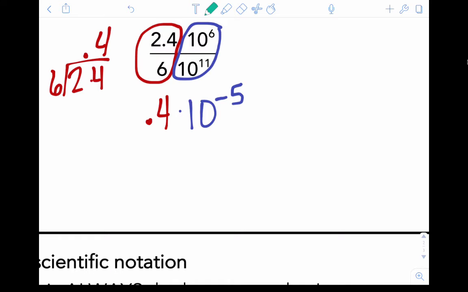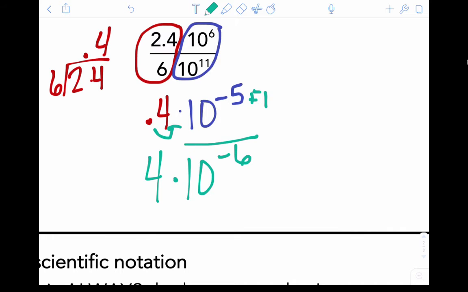This is not in correct scientific notation. This decimal needs to move to the other side of the 4. My decimal moved to the right, which means I'm subtracting. It moved to the right 1, so I subtract 1. Negative 5 minus 1, I need to add the opposite, so this is negative 6. So I have 4 times 10 to the negative 6 on here.